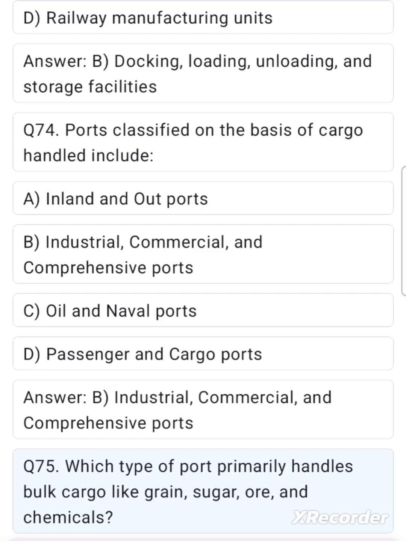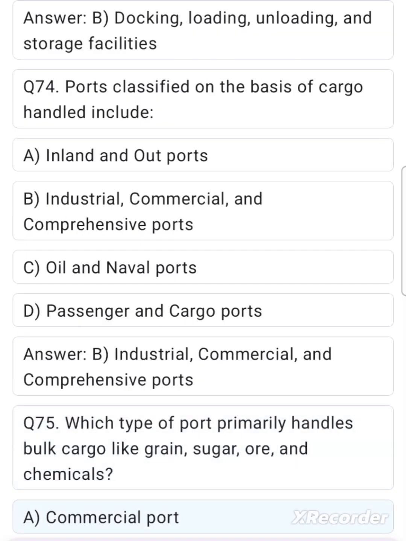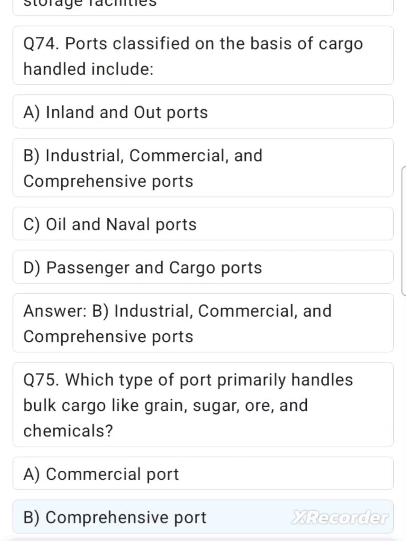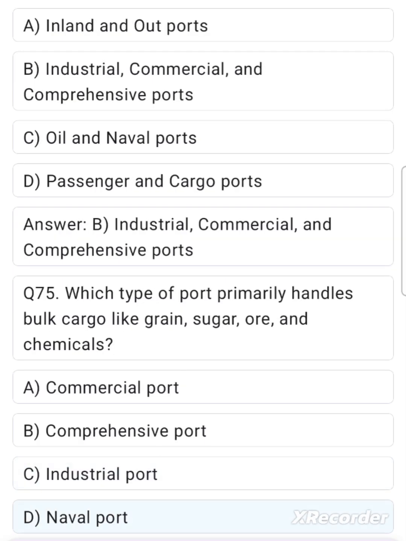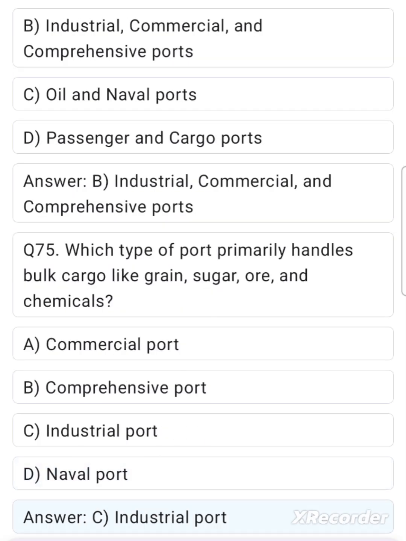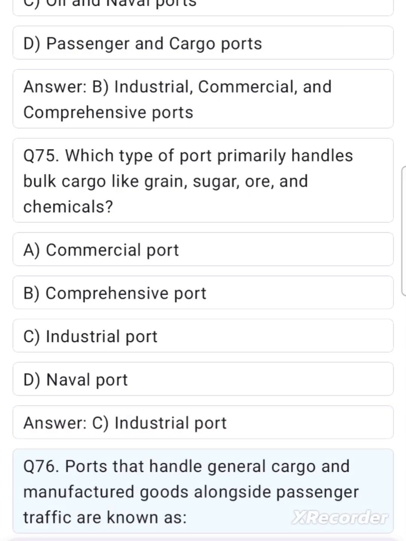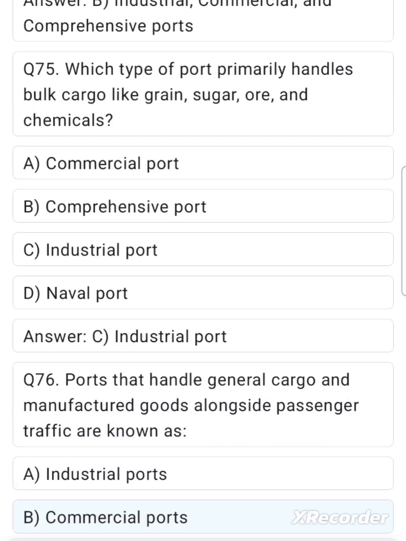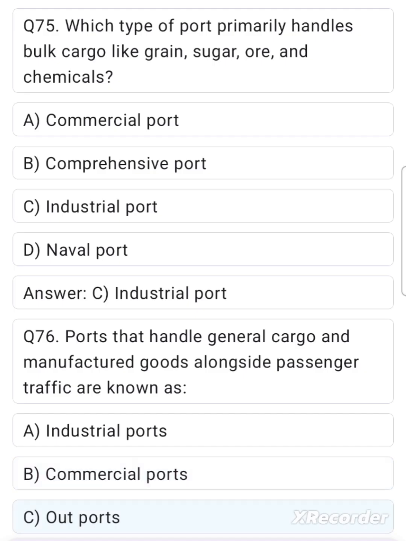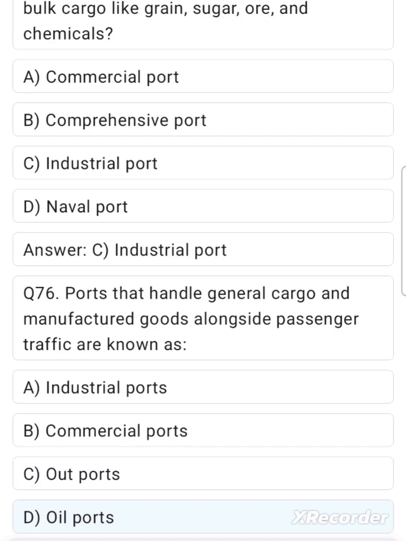Q75. Which type of port primarily handles bulk cargo like grain, sugar, ore, and chemicals? A. Commercial port. B. Comprehensive port. C. Industrial port. D. Naval port. Answer: C. Industrial port. Q76. Ports that handle general cargo and manufactured goods alongside passenger traffic are known as: A. Industrial ports. B. Commercial ports. C. Outports. D. Oil ports.